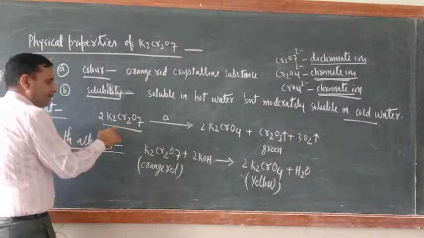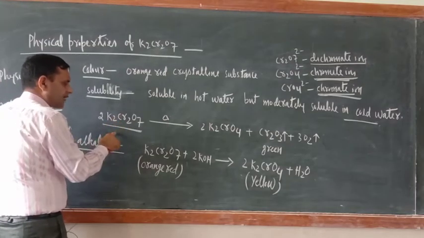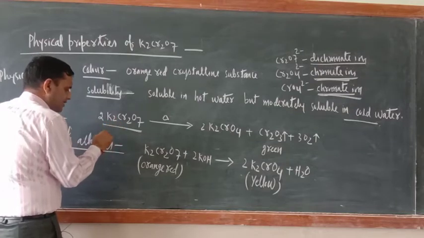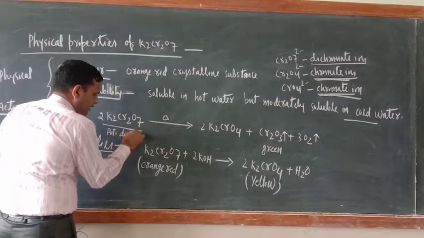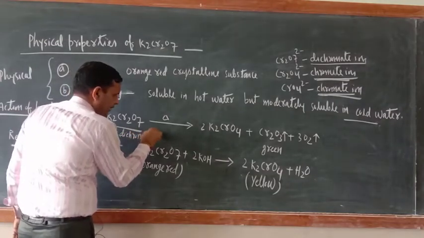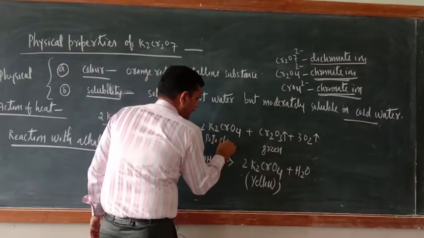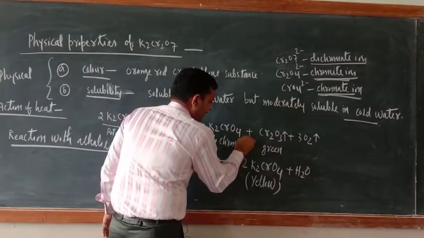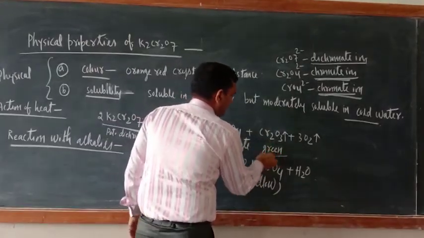Just below the formula of the substance, you should write their chemical name. What is this one? This is potassium dichromate. Potassium dichromate. And what is this one? This is potassium chromate. Potassium chromate. This is chromic oxide. What is this one? Chromium oxide, green color.